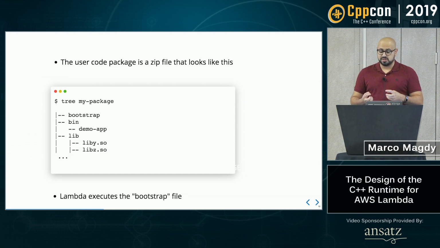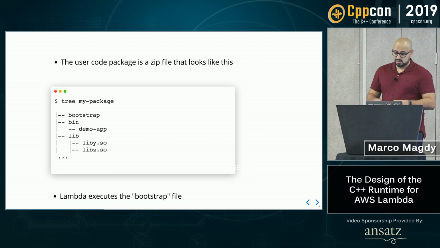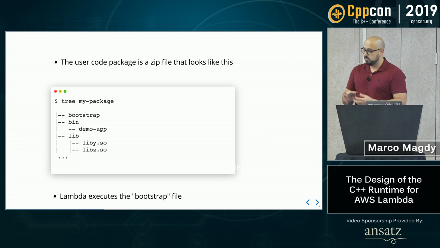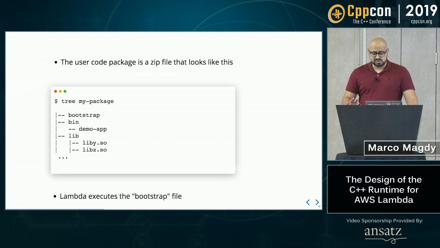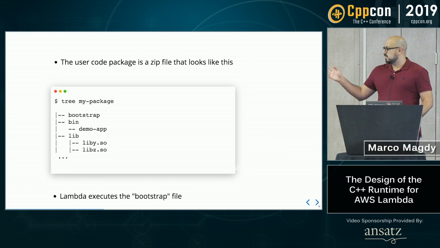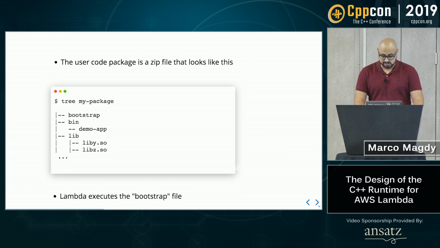The application code and the custom runtime are packaged together in the same zip file. Lambda looks for a file named bootstrap by convention at the root of the package, and it executes that file. Lambda does not know or care what the contents of this file are. It can be an ELF binary, it can be a shell script, anything that is executable. And this is going to make sense later down the slides why I'm mentioning this.